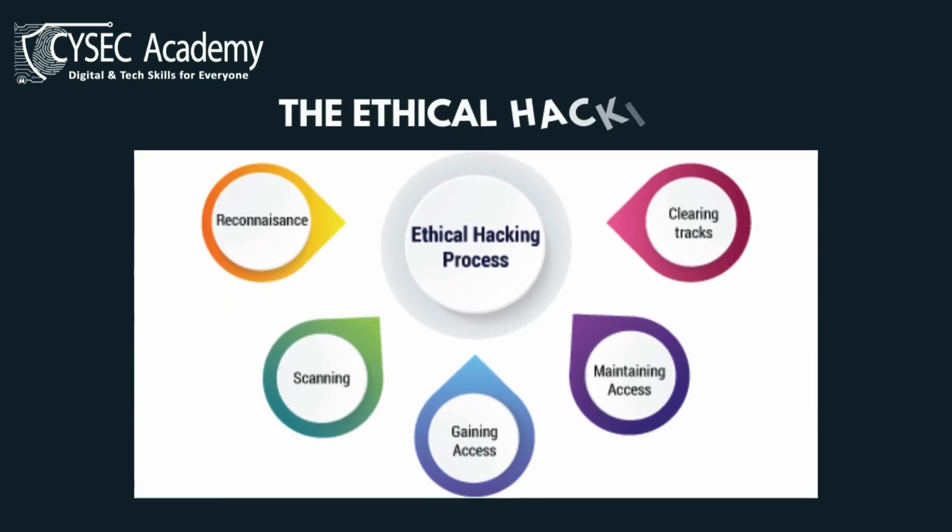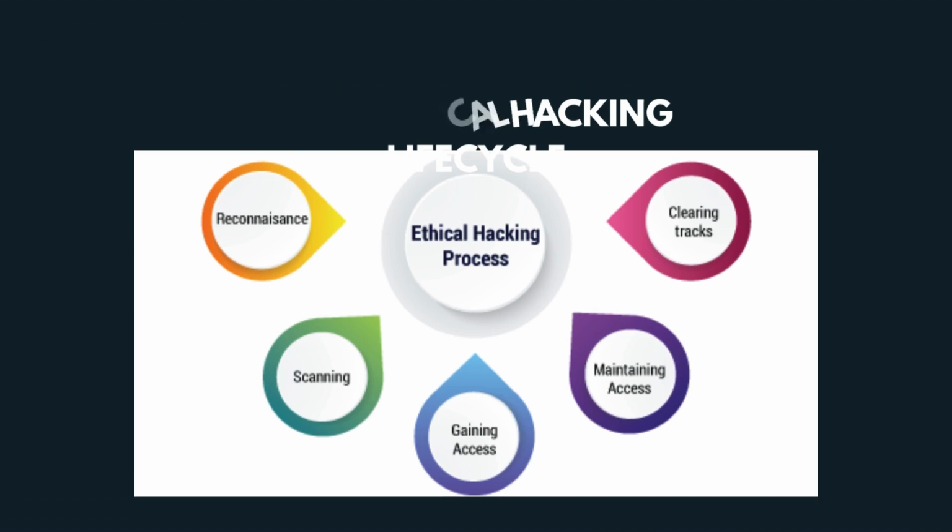The ethical hacking life cycle. Ethical hackers use a well-defined methodology to carry out thorough security assessments. This structured process ensures every potential vulnerability is examined and that the results are documented in a detailed, actionable report. The ethical hacking lifecycle is divided into 5 main phases, followed by a critical final step. Let's explore each of these phases.